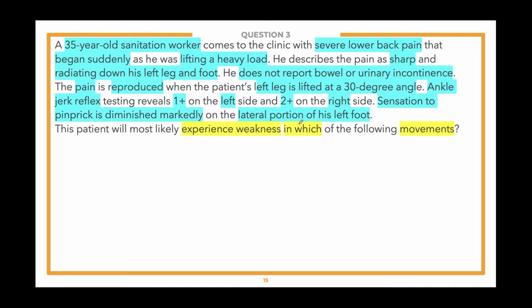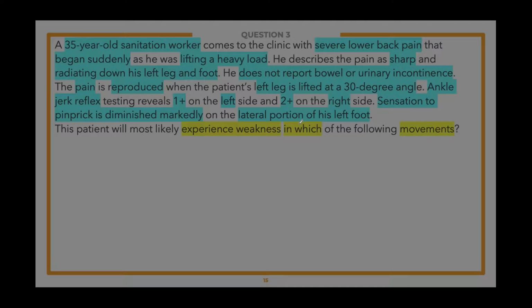Now, this question is asking us which movement the patient would experience weakness in. So I think we've got a couple steps here. I think one, we've got to figure out what's going on, and then two, what additional areas or issues would this patient have weakness with? So I think a two-step question here. Let's first figure out what's going on, and then two, try to figure out what else this patient could have weakness in when it comes to movements. So let's take a look at those answer choices.